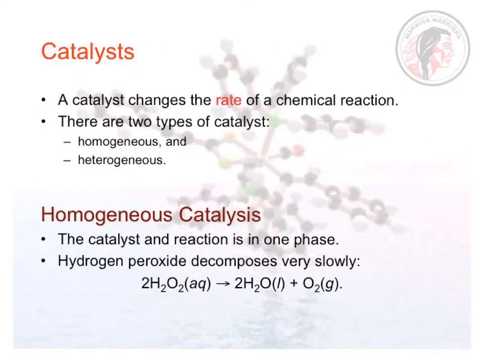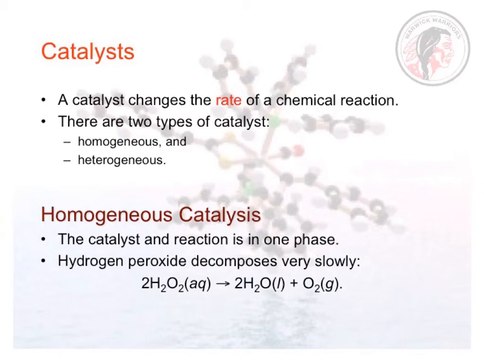Finally, you just need to know that catalysts also can change the rate of a chemical reaction. They'll speed it up. There's two different types of catalysts. There's homogeneous catalysts and heterogeneous catalysts. Homogeneous catalysts are such that the catalyst and the reaction occur in one phase.